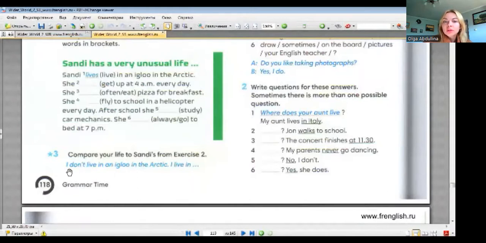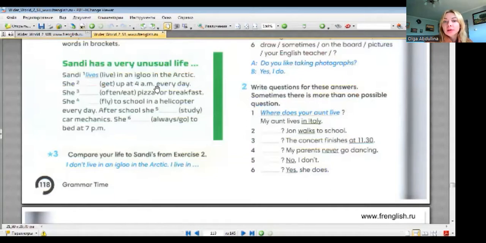So, we've got an example here. I don't live in an igloo in the Arctic. I live in a house, in a flat, right? In Ukraine or maybe in some other country, in Kharkiv, in some other cities or towns. Then she gets up at 4 a.m. every day. So you write down, I don't get up at 4 a.m. every day. Я не встаю о 4:00.